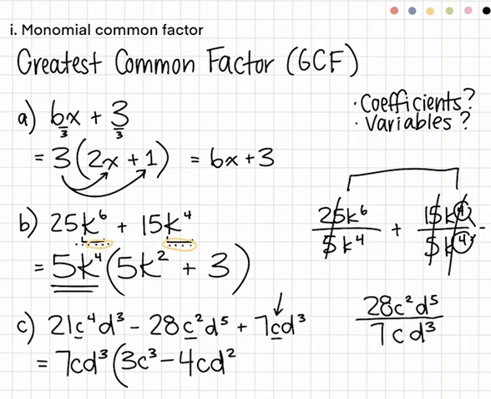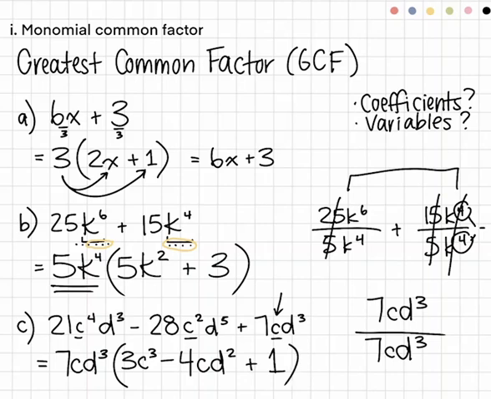And let's do the last one. And then I've got 7, whoa, that's a weird 7 for me to draw, 7CD3 divided by 7CD3. Well, what is that? How many times does 7 go into 7? It goes in once, right? How many times does C go into C? It goes in once. How many times does D3 go into D3? It goes in once, so we represent that with a positive 1.